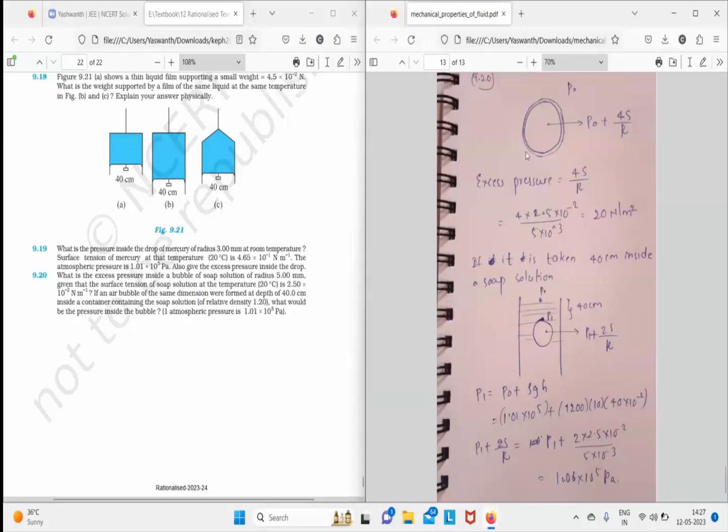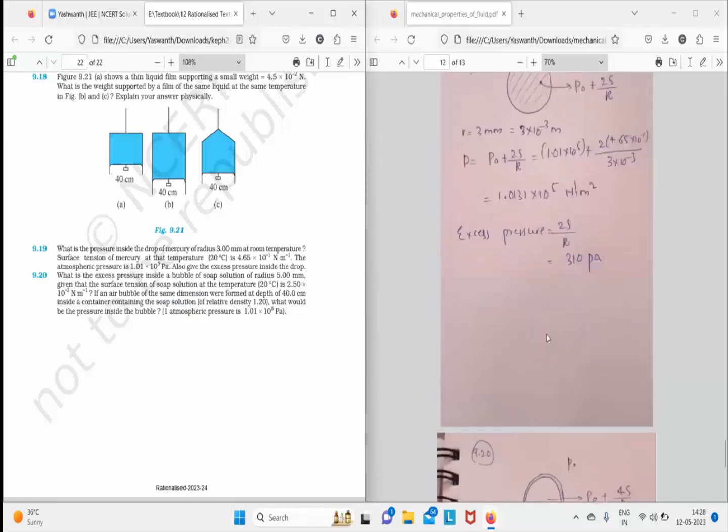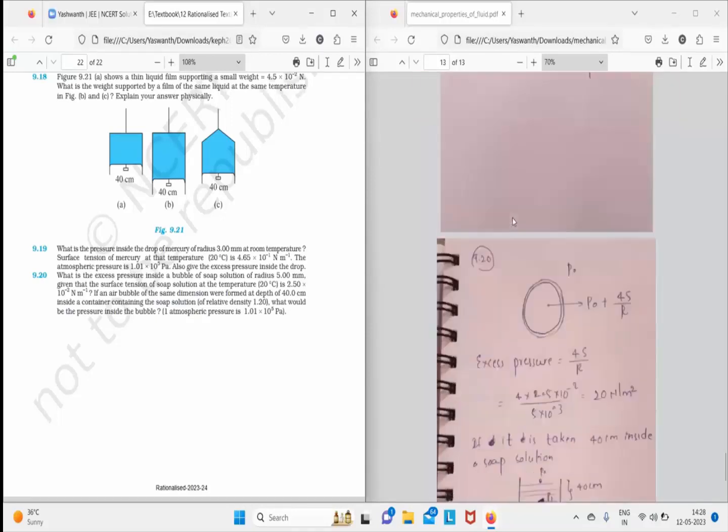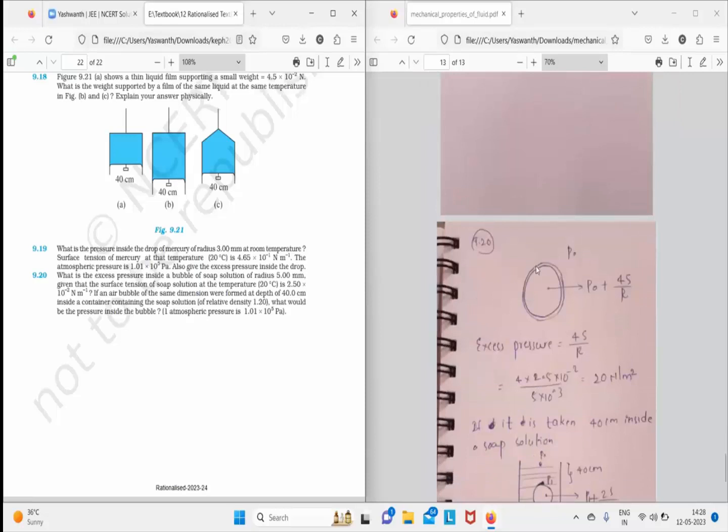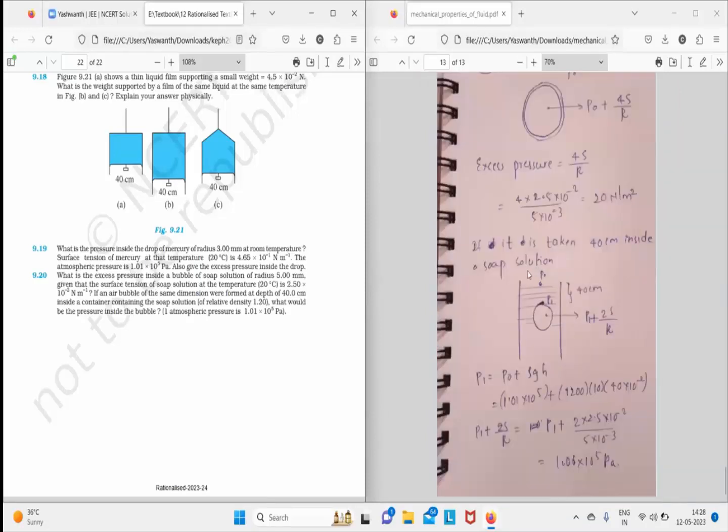Okay. So what he did is, an air bubble is formed at a depth of 40 centimeters inside a container containing the soap solution. Here, the entire surrounding is covered with soap solution, and it is an air bubble. That is, it contains air inside. If you can observe here, there is only one interface here. That is, only one surface that is in contact with the soap solution and air. In a mercury drop, there is only one surface, and coming to a soap bubble, we will be having two interfaces here. And again, coming to this scenario, the entire outside is soap solution, and only the inside is air, so we'll be having only one interface.